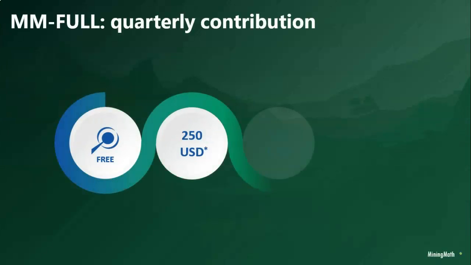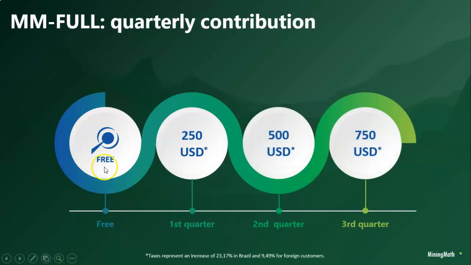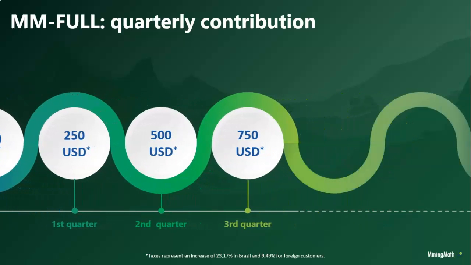So here is our quarterly contribution. So you have the demo for free just to check if all the functionality of MindMath will be used for you. And during your first quarter, you will pay just $250 US, and it will increase $250. So in the second quarter, you will pay $500 US, and the third one you will pay $750, and it will consequently keep increasing $250.